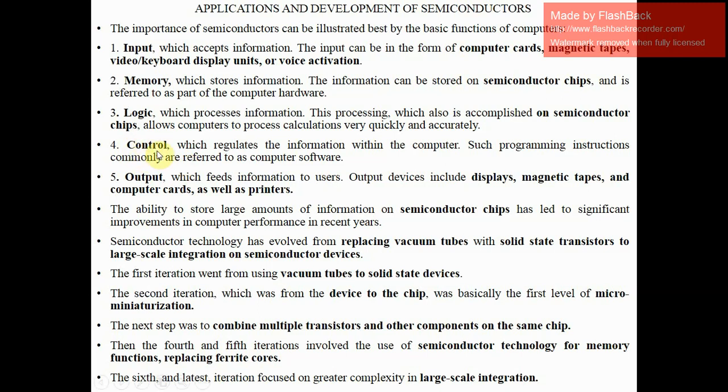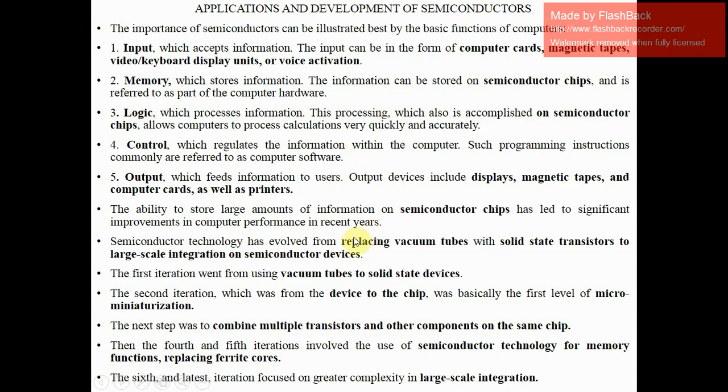And the fourth one is control, which regulates the information within the computer through programming instructions, commonly referred to as the computer software. And the output feeds information to users; output devices include display, magnetic tapes and computer cards as well as printers. The ability to store large amounts of information on semiconductor chips has led to significant improvements in computer performance in recent years. This is one example of a technology where semiconductor devices are used.